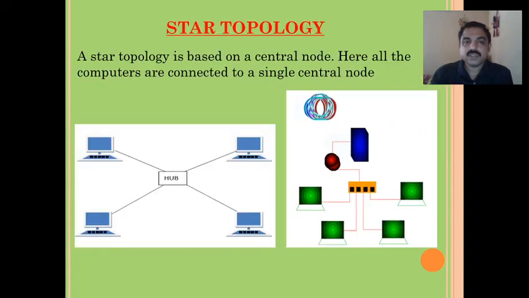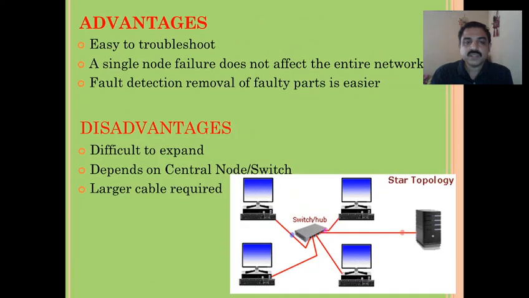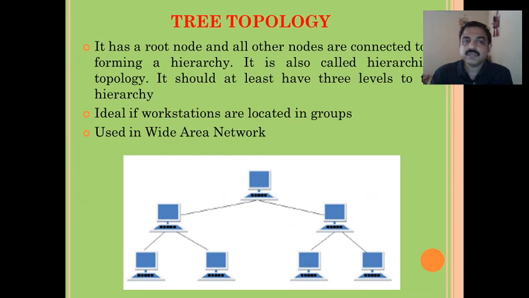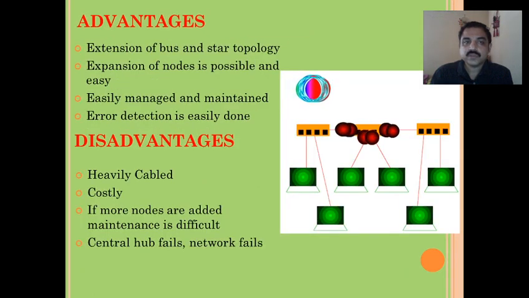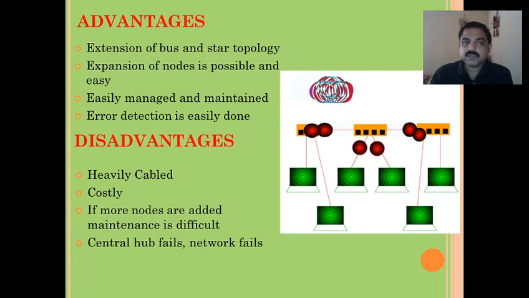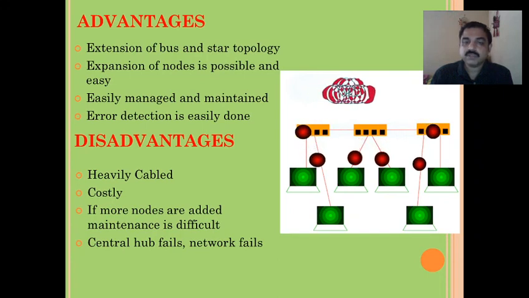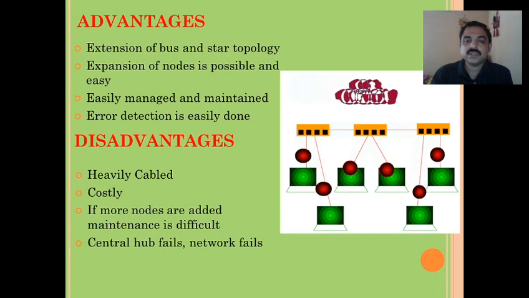Similarly, next is star topology, where you have a central node connected to other systems. Here you can see the picture and decide. The cable length required is more, and it is easy to troubleshoot. A single node failure does not affect other systems. Then we have tree topology. The picture itself will be in a tree structure. There will be a root node and other nodes connected in hierarchical order. It is an extension of bus and star topology, so the features of bus and star topologies are used.